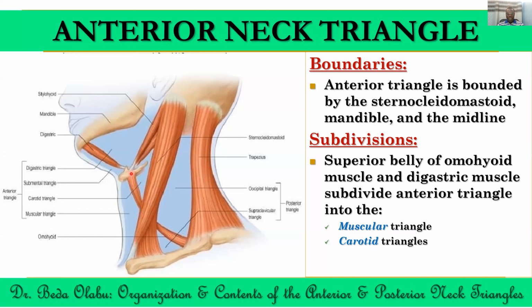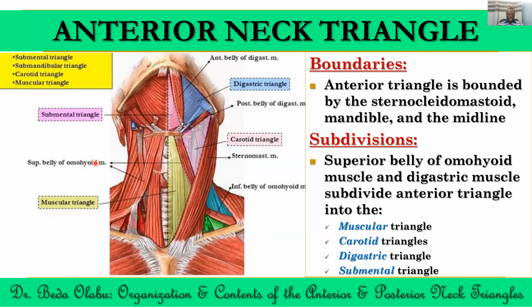And those are the ones we are going to focus on in this particular session, or at least the ones that the lecture you listened to focused on. But then we also have 2 other triangles. The digastric triangle is that one, and the submental triangle is that one. We will cover those when we look at the suprahyoid anterior neck triangles, as well as the suprahyoid neck spaces. So our focus would be on the muscular triangle and carotid triangle.